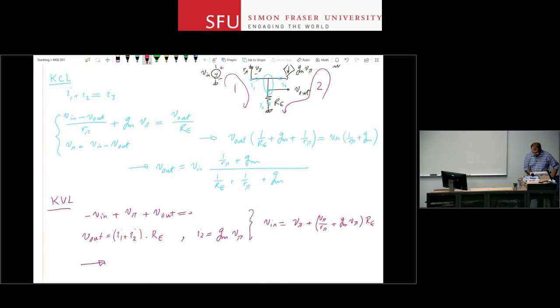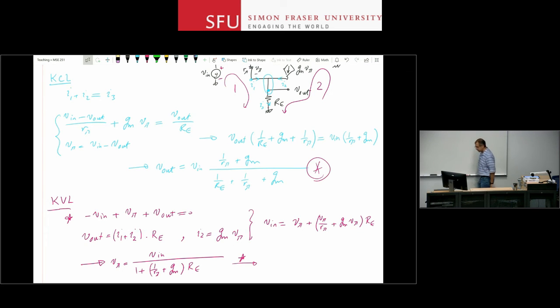So from here, I have V pi is equal to V in divided by 1 plus 1 over R pi plus GM times RE. Okay? And from this equation here, if I put V pi in that equation, I already have V pi as a function of V in. I have V in and V out in that equation. Plug this into that equation, and you should get the same result that you got here.